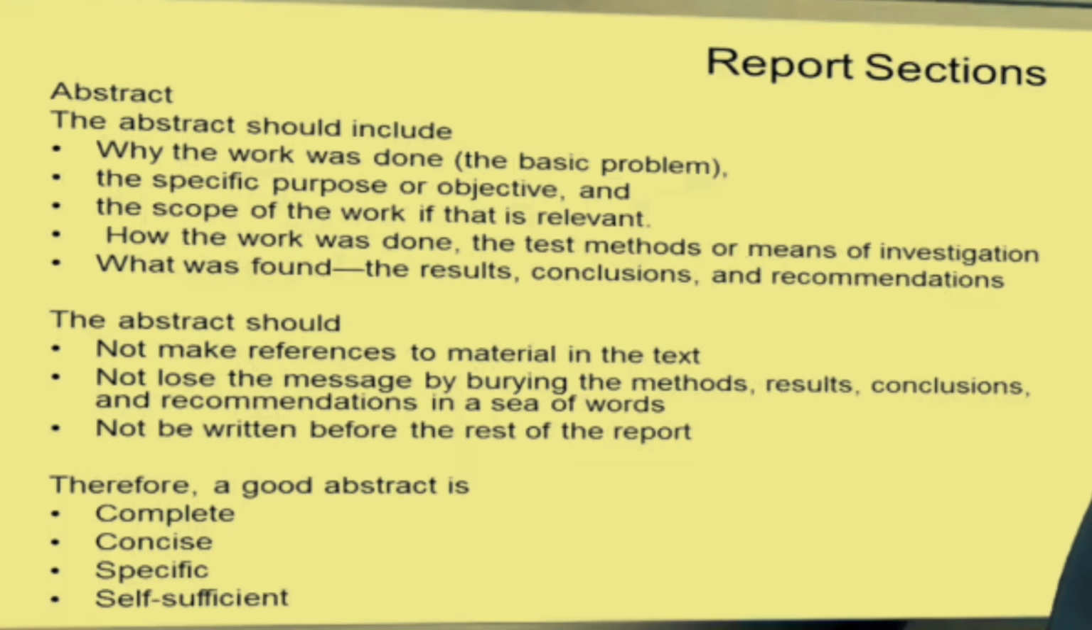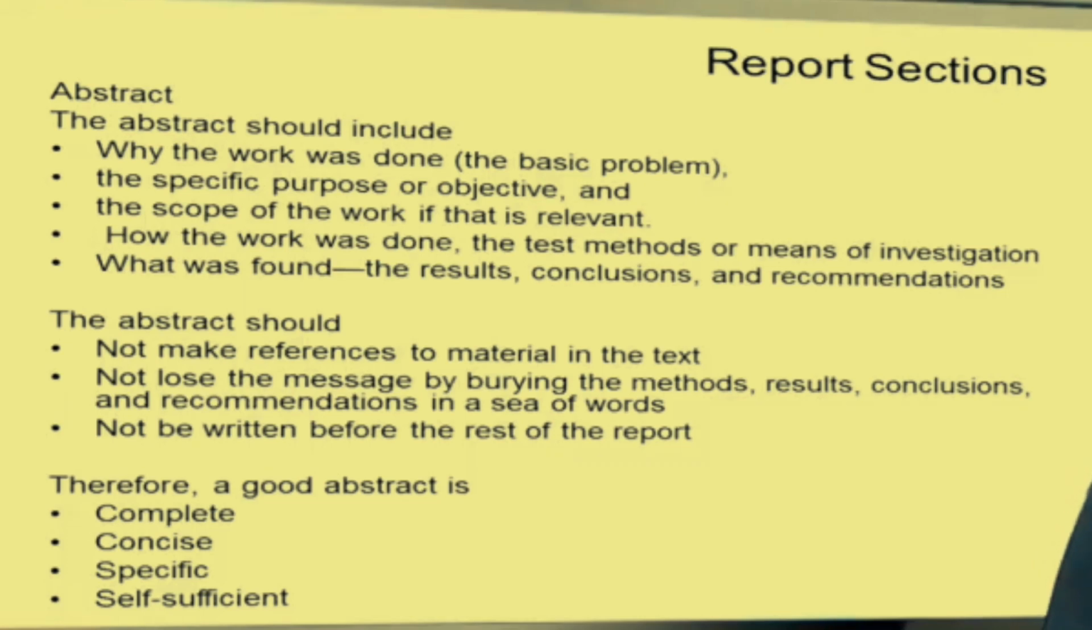We have just talked about an abstract. What is an abstract and what should it include? The first thing that the abstract should include: why the work was done, the basic problem of the report, the specific purpose or objective, and the scope of the work if that is relevant; how the work was done, the test methods or means of investigation that were used; and what was found, the result, conclusion, and what recommendations you give. This is what should be included in your abstract.